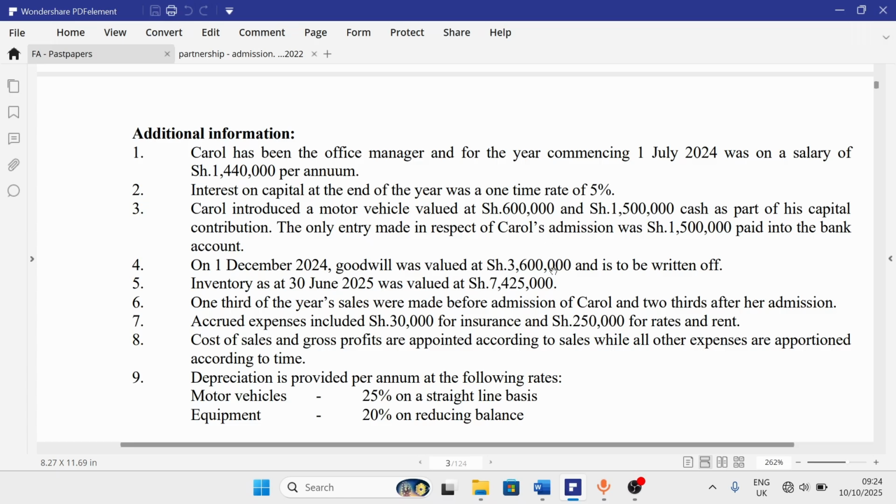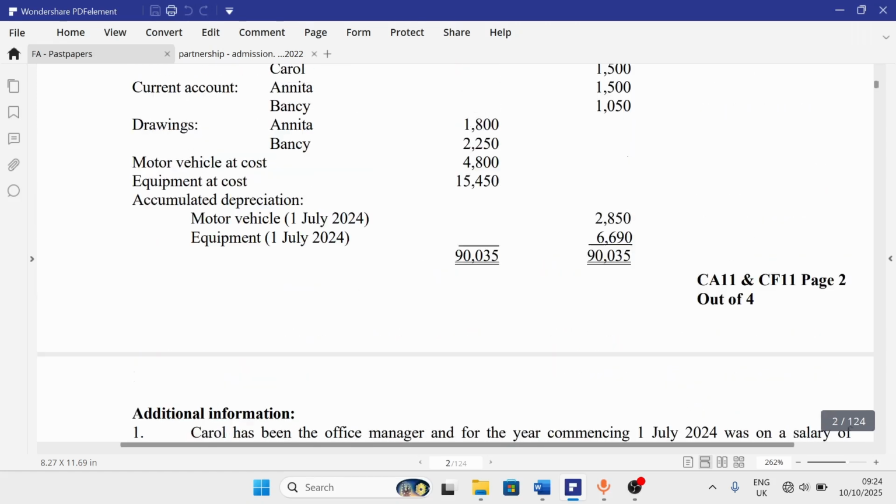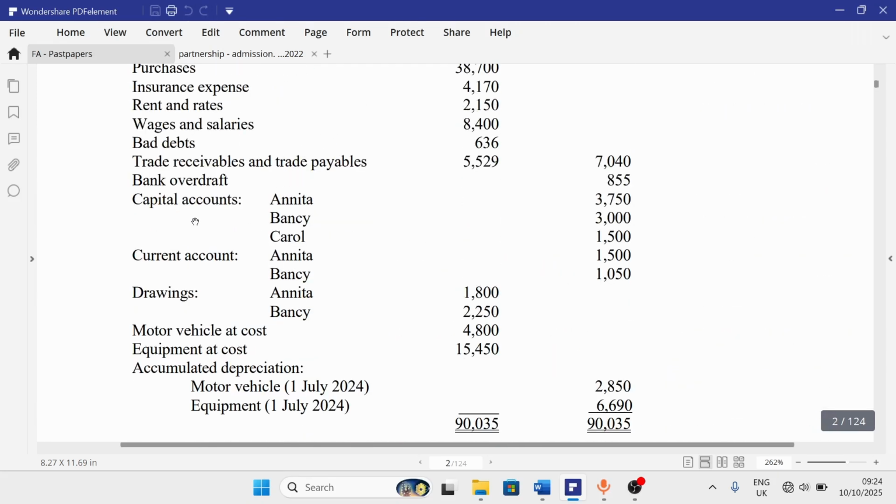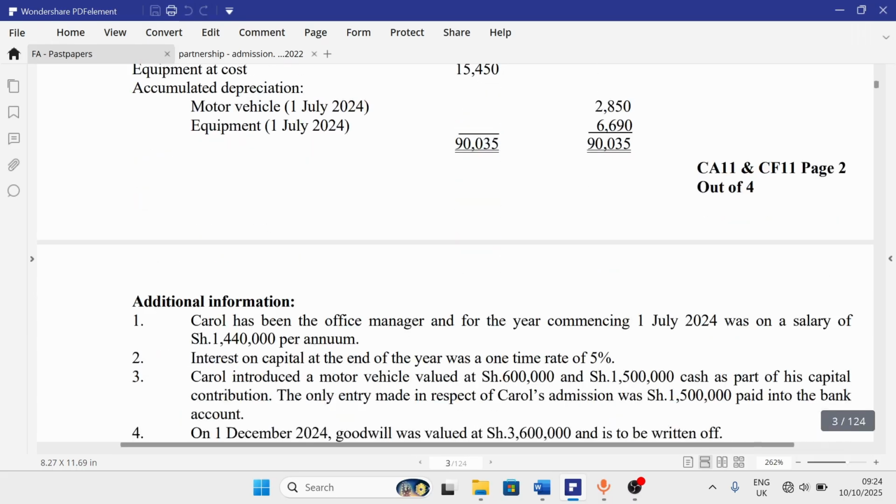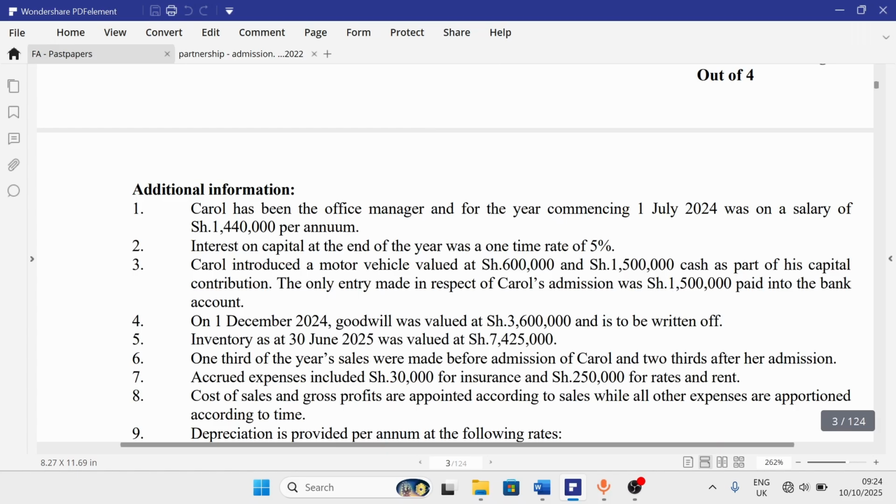So if we go back to the trial balance, you look at the capital balances given in the trial balance. We have Anita, Banse, and Carol. So the amount recorded here for Carol is 1.5 million. So this is the amount that she introduced in form of cash, 1.5. So it means that she was not credited with capital introduced in form of asset. So that is something we are supposed to adjust before we prepare the statement of financial position.